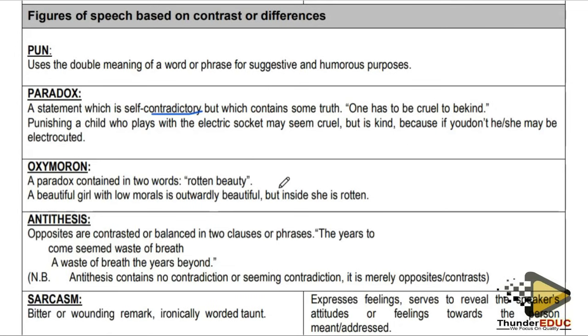Oxymoron is a paradox containing two words, like rotten beauty. When we're talking about oxymoron, bittersweet is coming into my mind right now. Like lime, we do want that bitterness, but at the same time, there is that sweetness inside. So it's two things at the same time. It is bittersweet. When you say rotten beauty, that's an oxymoron, a paradox which is in two words, not in a line. The difference is that a paradox is in a line, an oxymoron is in two words.